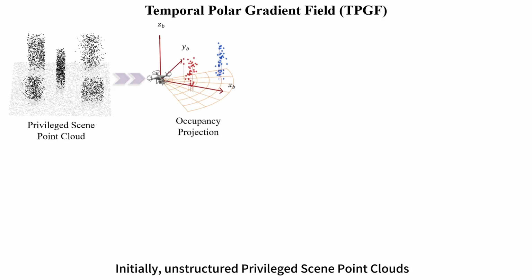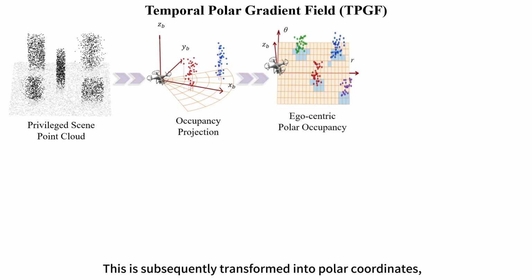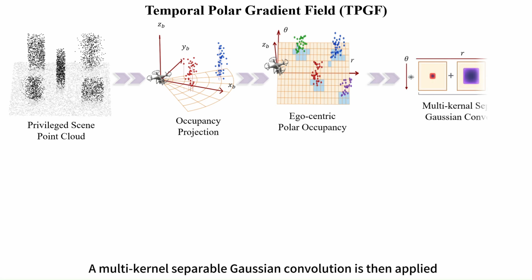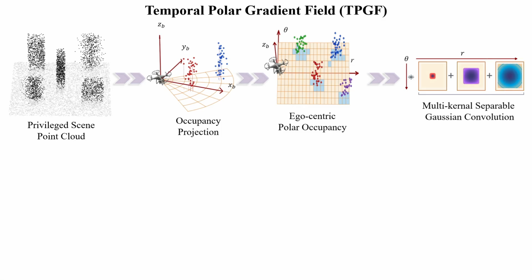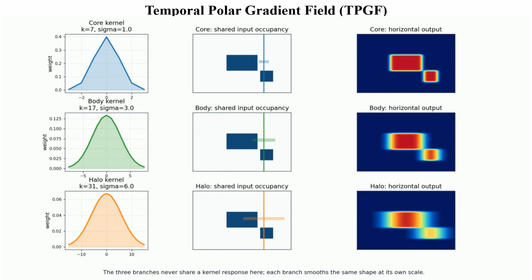Initially, unstructured privileged scene point clouds are projected into an ego-centric frame to construct a Cartesian occupancy representation. This is subsequently transformed into polar coordinates, yielding the ego-centric polar occupancy grid, characterized by an elegant rectangular topology. A multikernel separable Gaussian convolution is then applied to efficiently generate the polar gradient field, as displayed in this workflow.